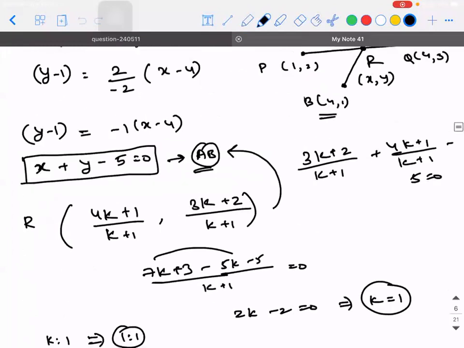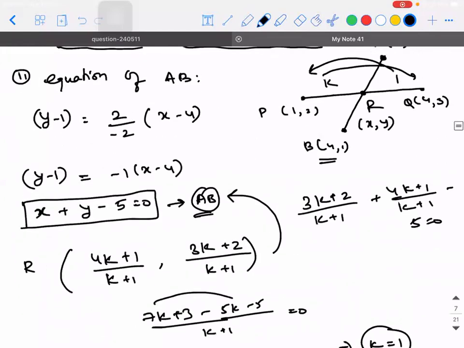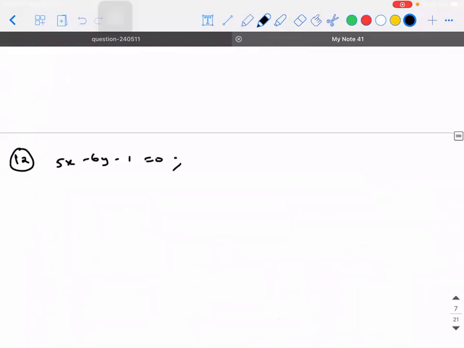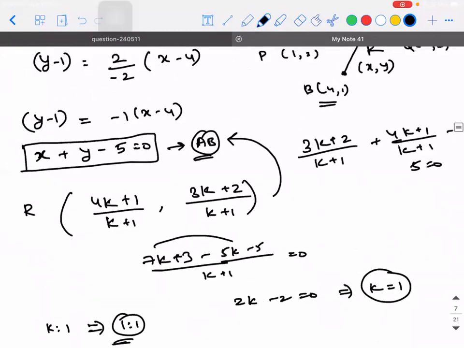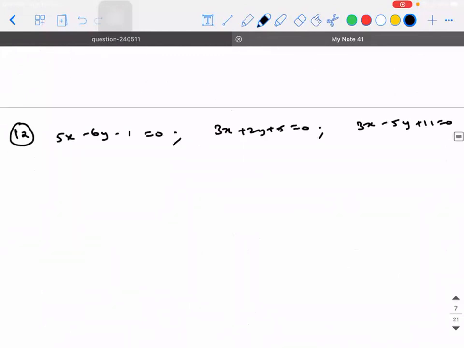5x minus 6y minus 1 is equal to 0. 3x plus 2y plus 5 is equal to 0. And what is the other line? 3x minus 5y plus 11 is equal to 0. Tell me how to do it first.